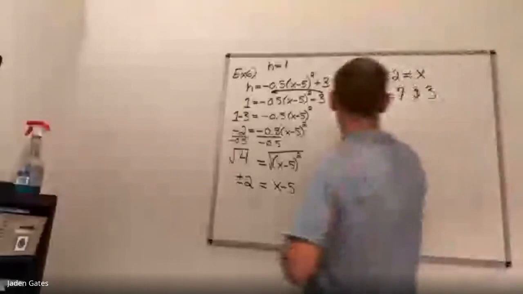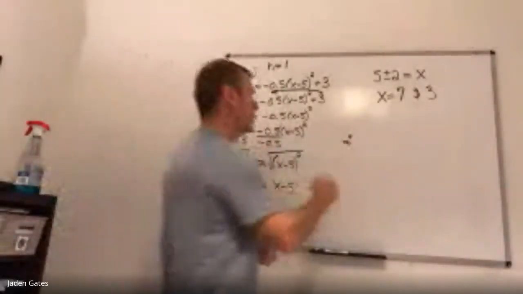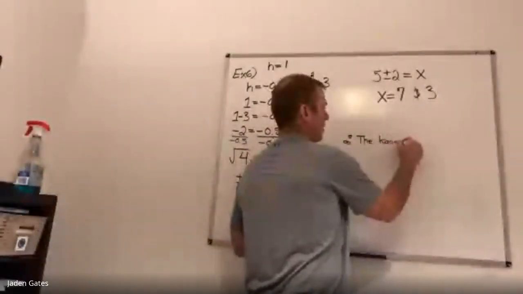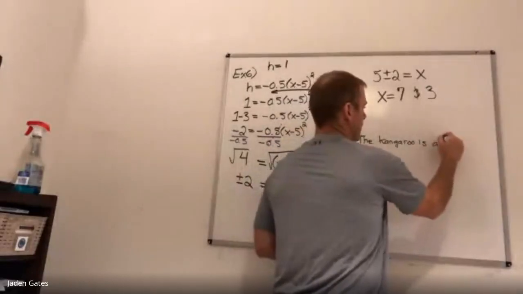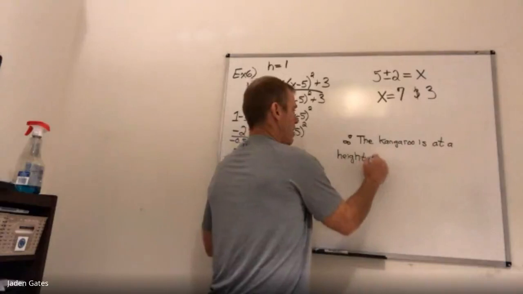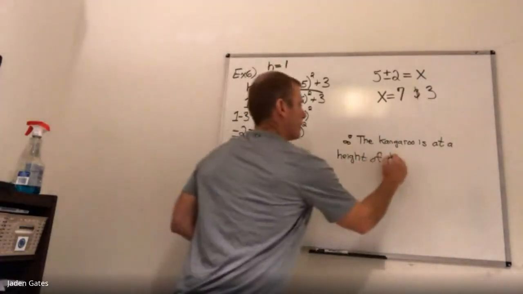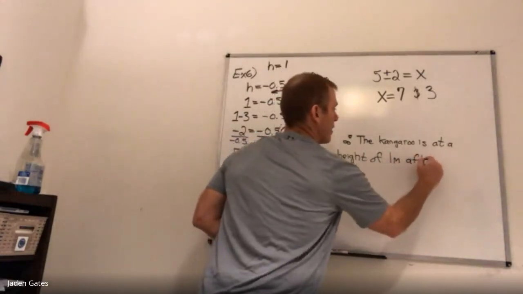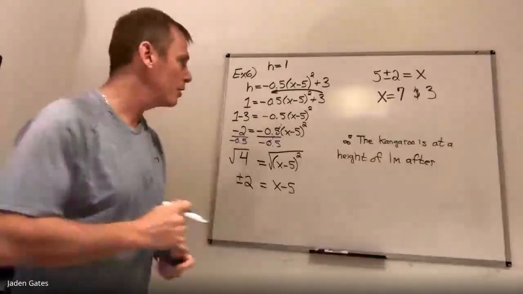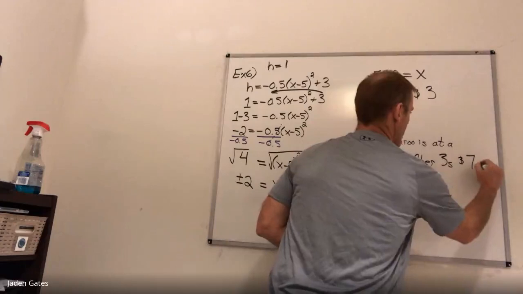And so therefore, because it is a word problem, so you need a concluding statement, the kangaroo is at a height of 1 meter, that's what we're looking at here, after, and because both our values are positive, we're talking about time, they're both applicable. So after 3 seconds and 7 seconds.